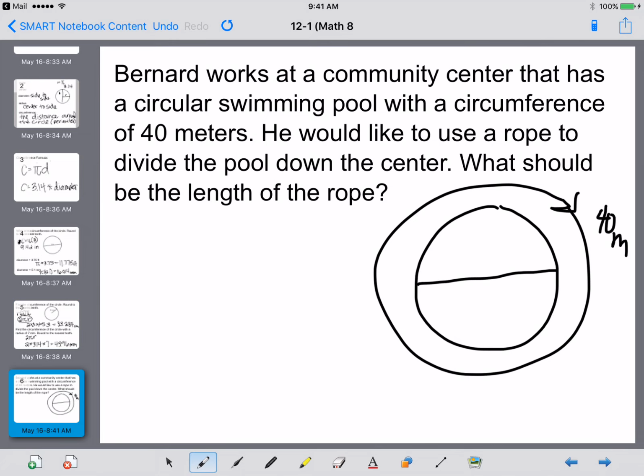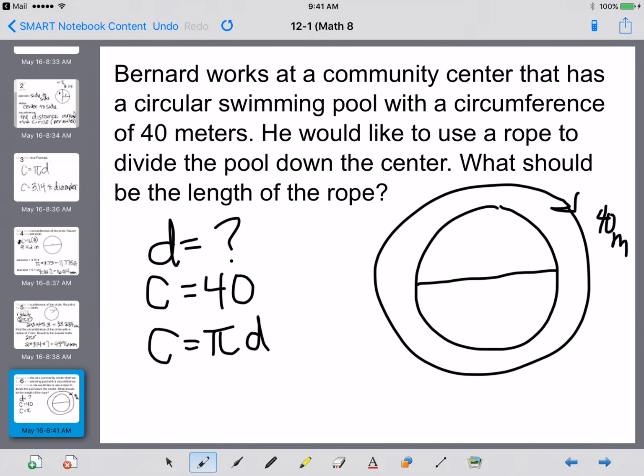So the length of the rope is going to stand for what? It goes from one side to the other through the center. Oh, that's our diameter. We know our circumference equals 40. So what am I going to do to figure out this diameter? What has both our circumference and the diameter in it? Oh, our circumference formula, C equals pi times d.